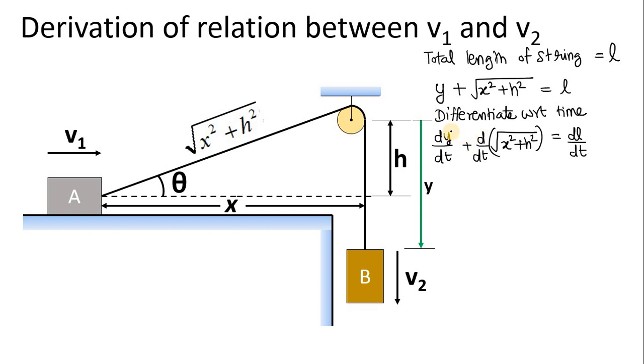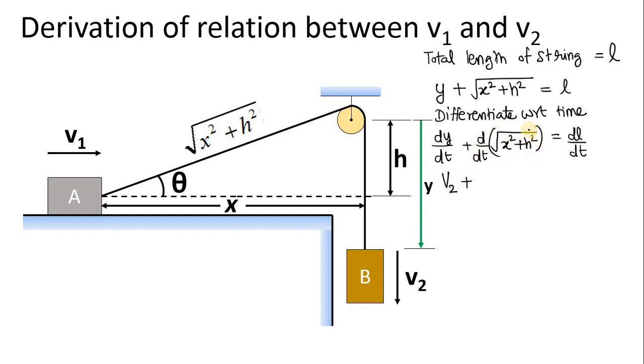Now let us try to find out what is the meaning of dy by dt from the figure. Let's see here, y is the distance of the block B from this fixed point pulley. So therefore, the rate of change of variable y should be equal to velocity v2. Therefore, dy by dt is equal to velocity v2, plus.